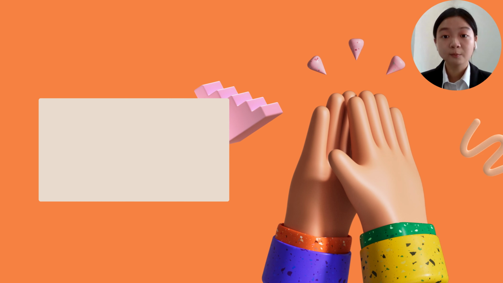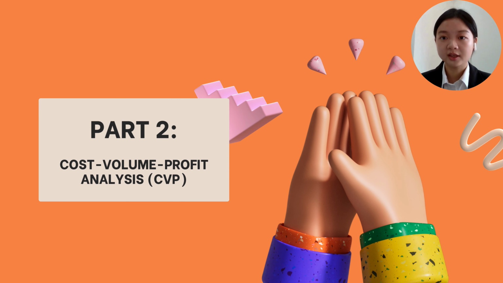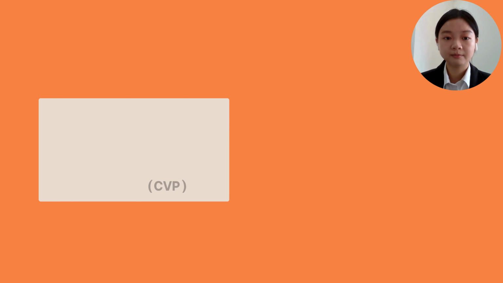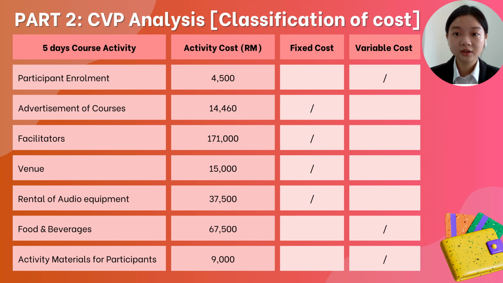Internally, Gemilang company must be open to changes in participant preferences, their learning styles, and the effectiveness of different cost components. Moving on to part 2, cost-volume-profit, or CVP analysis, which is a technique that helps businesses understand the relationships between cost, volume, and profits. There are two key components of CVP analysis, which are the break-even point and the margin of safety. Let's begin with the classification of costs.